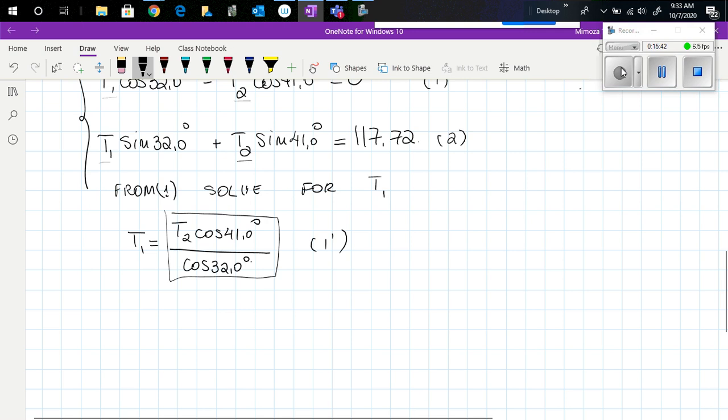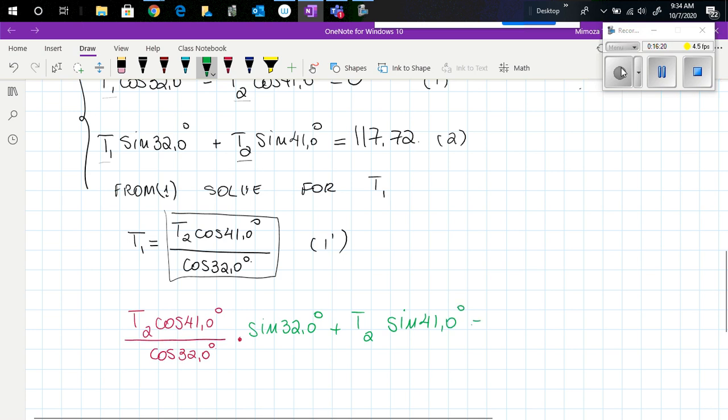And I see T1 in the very first term, so I will use a different color so that you can see. So T2 cosine 41 over cosine 32, and this is just for T1, times sine 32 degrees plus T2 sine 41 equals 117.72.